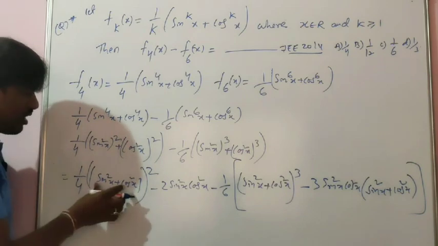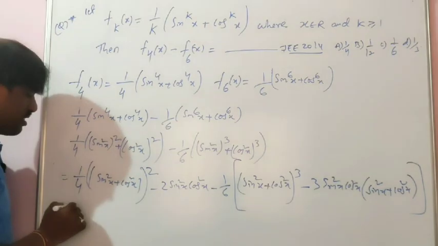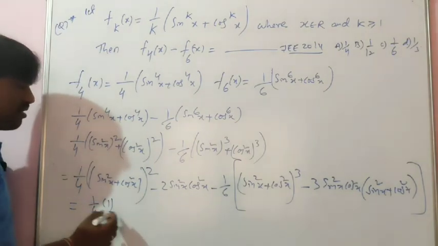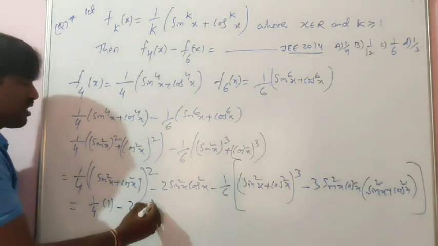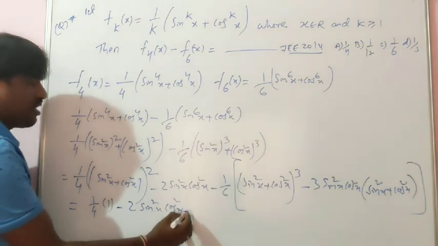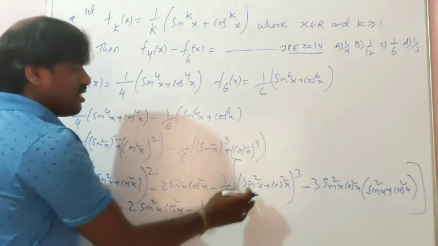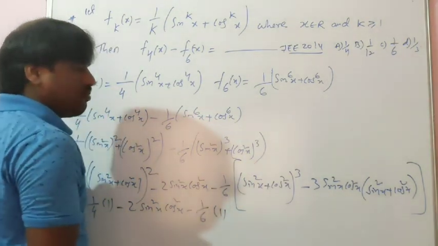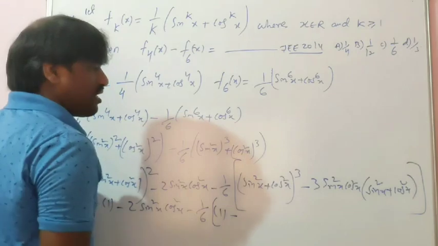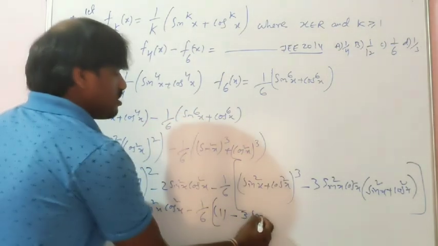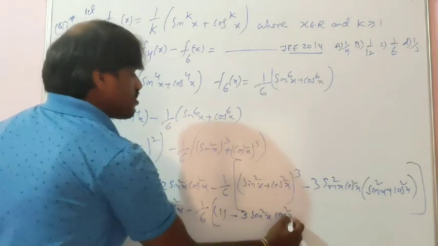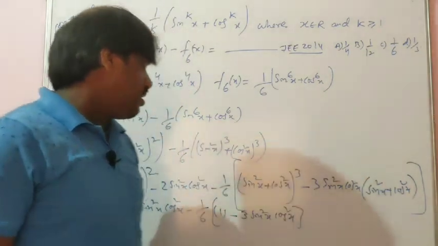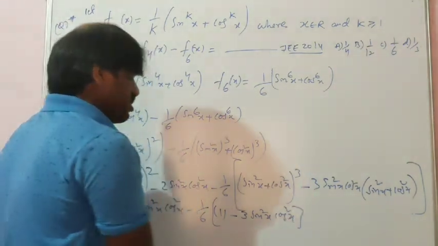Okay, what am I going to get here? Sine square x plus cos square x is 1. So I can write 1 by 4, this value is 1, so I get 1 minus 2 sine square x into cos square x, minus 1 by 6. Sine square x plus cos square x value is 1, this identity. So 1 cube is 1, minus 3 times sine square x into cos square x, and you know sine square x plus cos square x is 1. So finally this bracket is closed here.